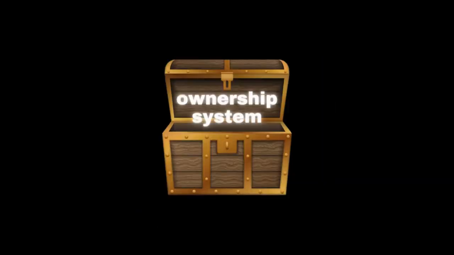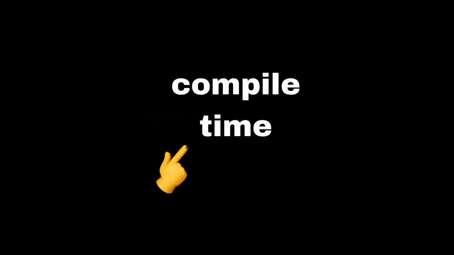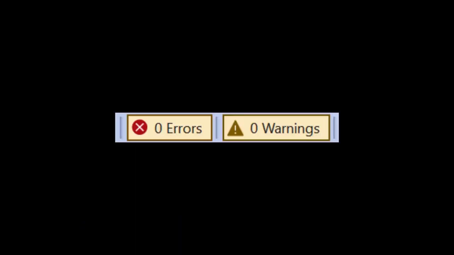One of Rust's most distinguishing features is its ownership system, which ensures memory safety without the need for a garbage collector, preventing common issues like null pointer dereferencing and data races at compile time. This allows developers to write high performance code with the confidence that it will be free from many common bugs.